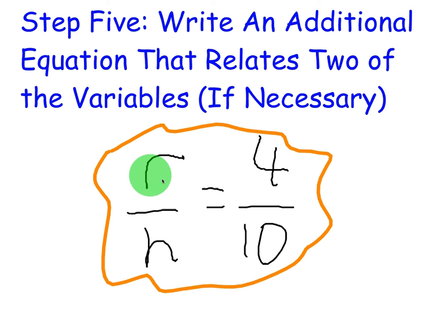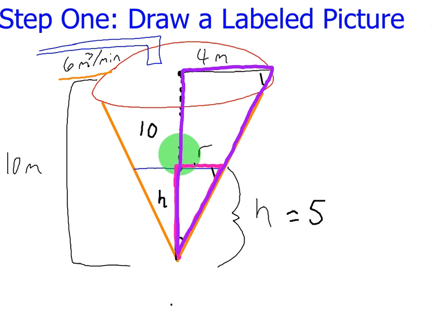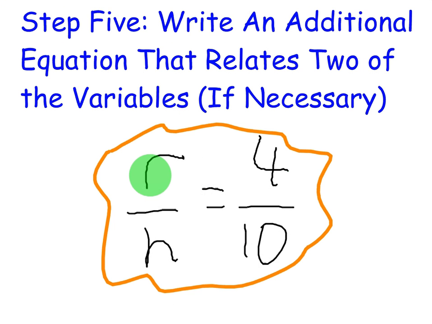But here we have an equation that relates two of the variables, r and h. And again, that goes back to the fact that they are similar shapes. Basically the same right triangle with the same angles, just blown up, right? So, that's it for step 5. You're going to see how you use that to eliminate one of the variables.